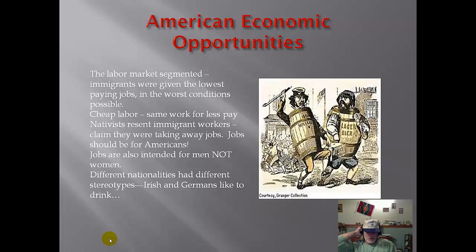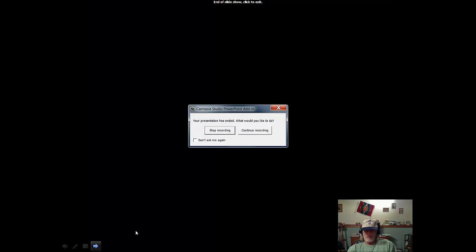Different nationalities had different stereotypes. We're going to pick on a couple here: the Irish and the Germans, because they liked to drink. You talk about the fighting Irish, hence the Fighting Irish at Notre Dame. A little later on, we're going to look at a couple of short video clips of the gangs in New York, and many of these gangs were of Irish descent. That is where we're at today, and we'll continue this in class.